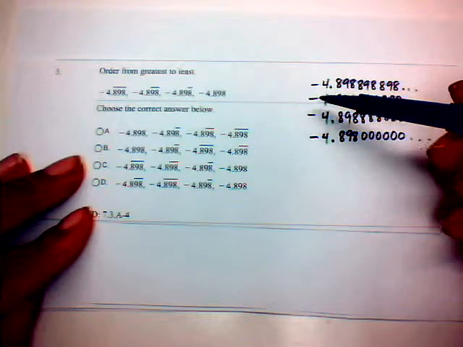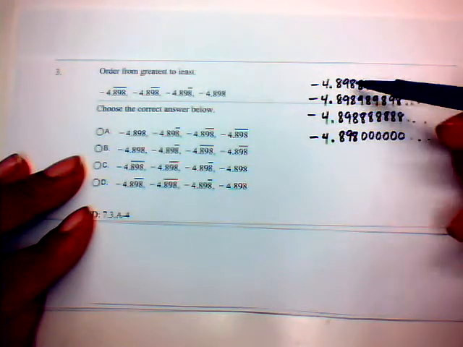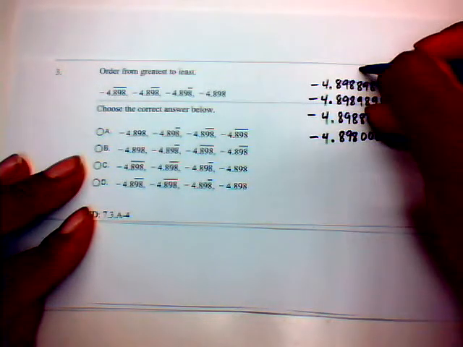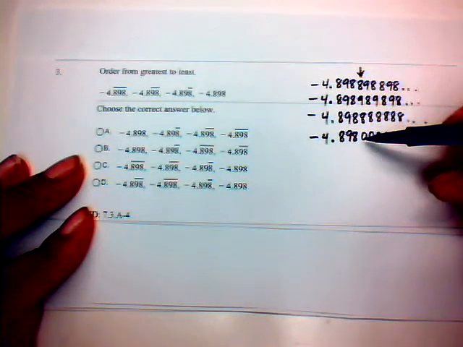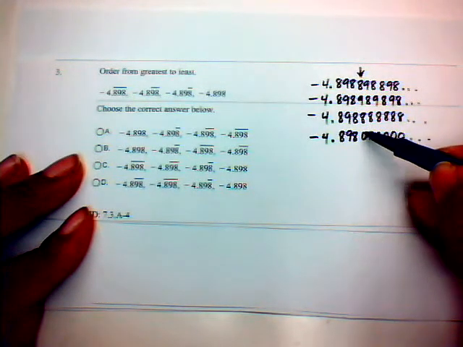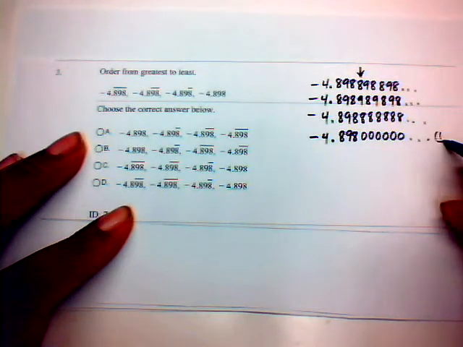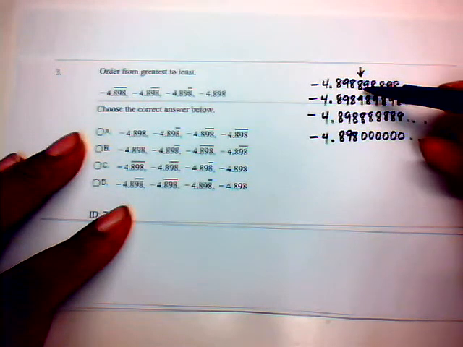Okay, now we're going to compare place value positions until you come to the place value position where their face values are different. The 4s are the same, the 8s are the same, the 9s are the same, the 8s are the same. But when you get here, they start changing. We want to use the smallest of the two. The smallest is the one that's closer to 0, and that's this one right here. The 0 goes to the negative 4.898. Okay, so that's the greatest. And then it's going to be between the first and the third.